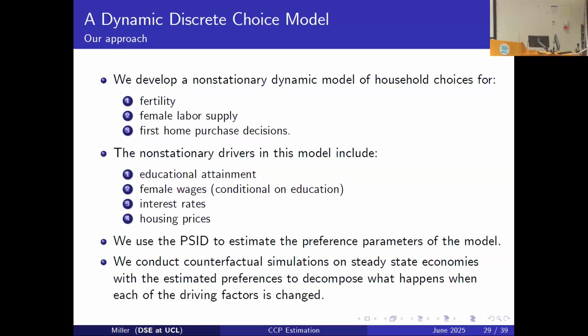Non-stationary drivers: education, wages, interest rates, housing prices. Going to use the PSID and then do some counterfactuals, ask what happens if one or more of these things didn't change or did change? What would have happened under those circumstances? So basically, estimate the model and then ask what would happen in a different world, okay?